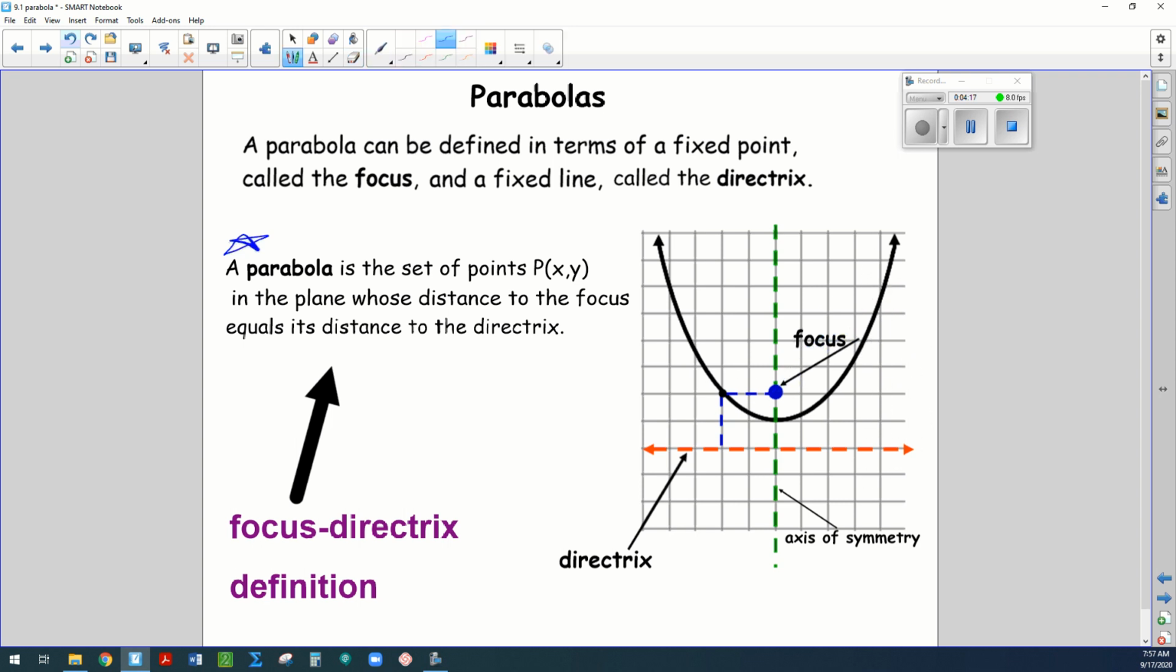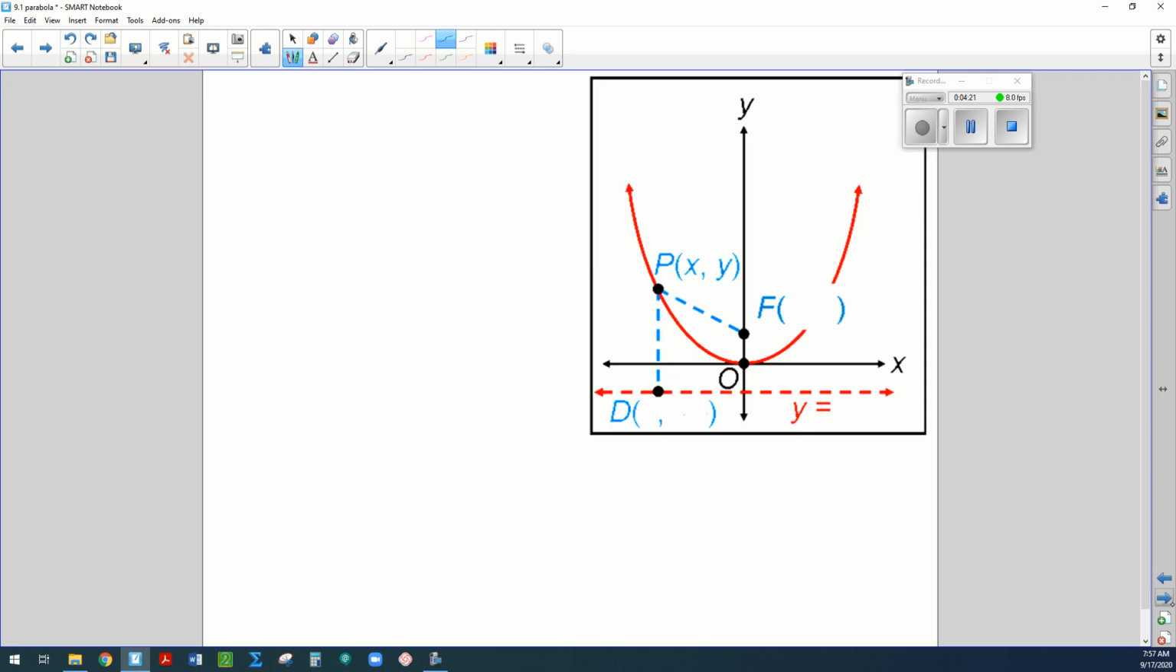So let's take that definition and actually build an equation out of it. Any point on my parabola is going to be x comma y. We're going to define our focus point, F, as 0, p. We use the letter p inside of our equation, and we'll talk about what p is. We're saying that p is the distance between the vertex and the focus.